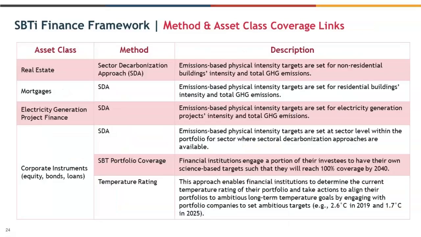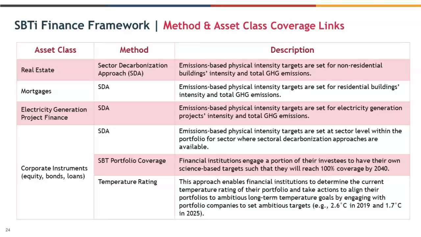So first of all, I wanted to give an overview of how they're mapped to the various asset classes. As you can see here in the left column of the table, we have four major asset classes that we deal with currently as part of the first criteria and guidance of the FI project. So we have real estate, mortgages, electricity generation and project finance, and then corporate instruments. And within each of those four asset classes, we have a number of these methods available that I've talked about.